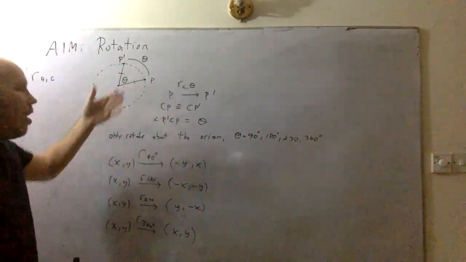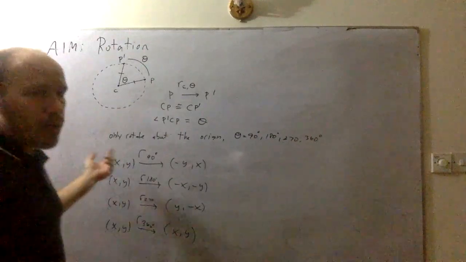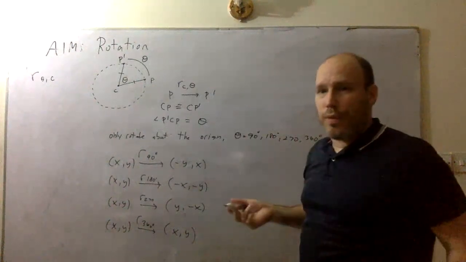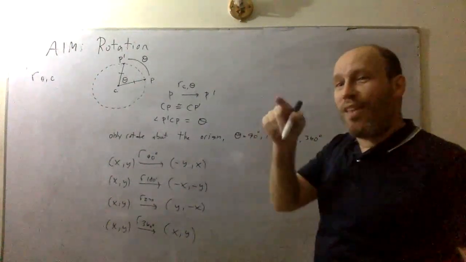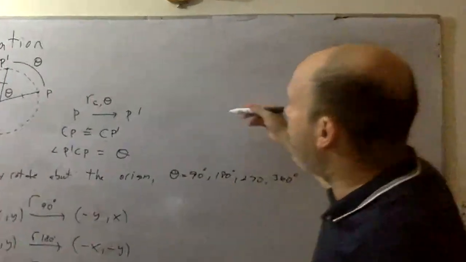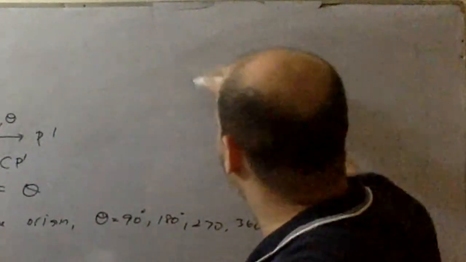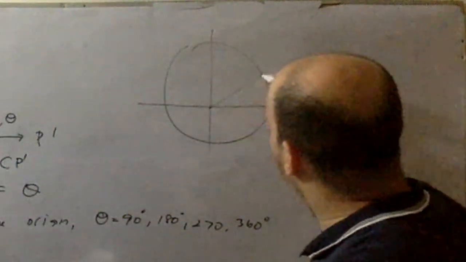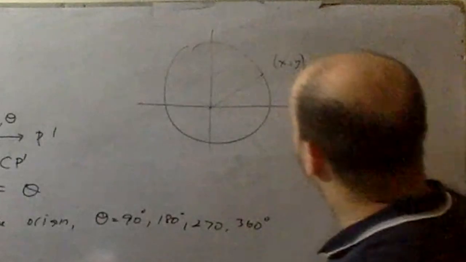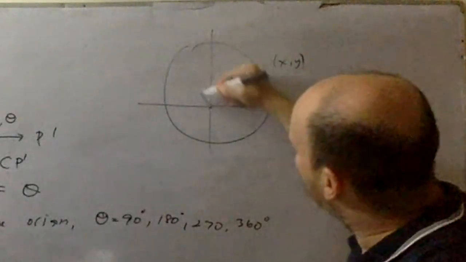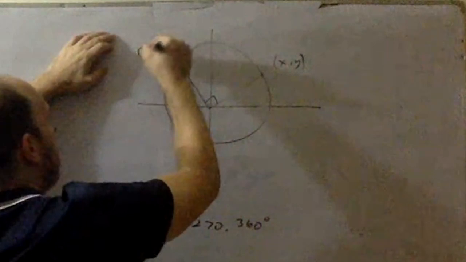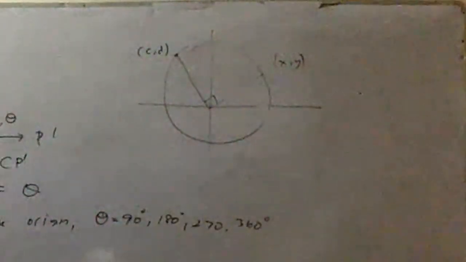This is the definition of rotation. We can actually prove this. I proved it in another class, and we can prove it in this class. Let's say that we have our center at (0, 0). I have my (x, y), and I'm rotating it 90 degrees. And the question is, what are the coordinates of this point here?